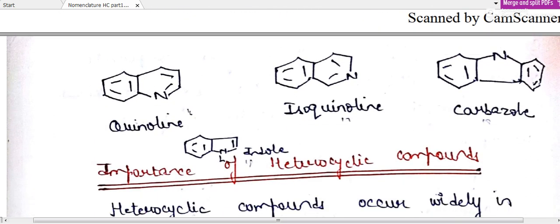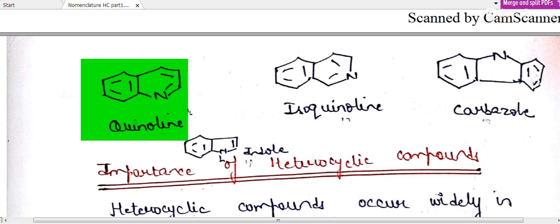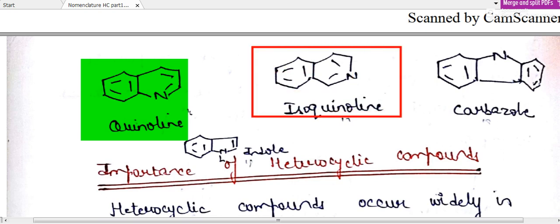On the next page, you have fused heterocyclic compounds containing quinoline. Now quinoline is a benzene, which is a 6-membered carbocyclic compound, and then there is another 6-membered ring in which one nitrogen is present. Isoquinoline is the isomer of quinoline in which the position of nitrogen has been changed. It is position 2 with respect to the fusion end. Then you have carbazole and so on.